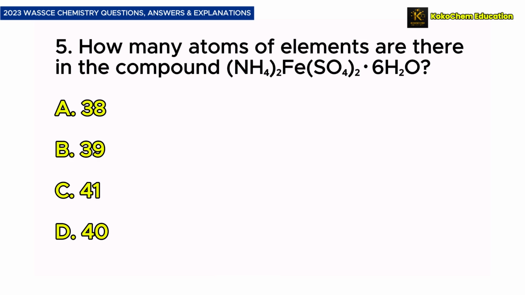Question 5. How many atoms of elements are there in a compound? (NH4)2Fe(SO4)2·6H2O.